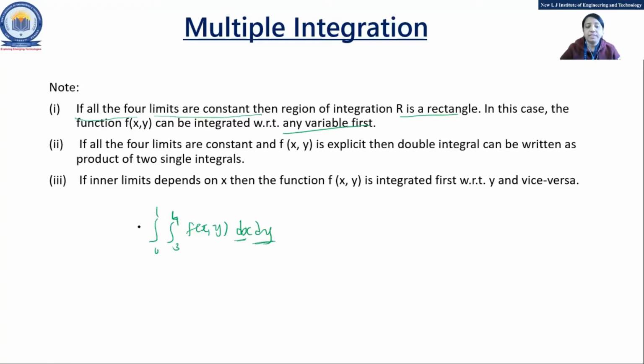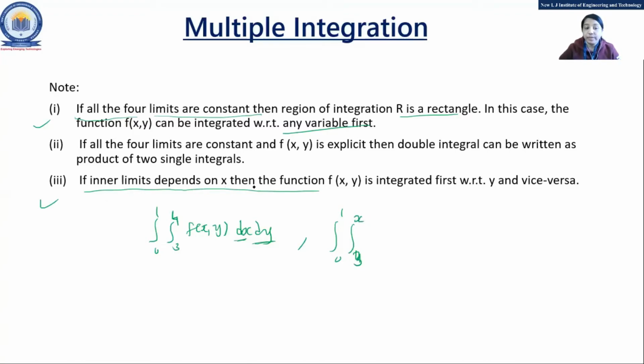But when these limits are constant, there is no change in your result. Fine. Okay. Right now, don't go for the second one. Third one: if the inner limit depends on x. So just listen carefully. Suppose I keep 3 here and x here.